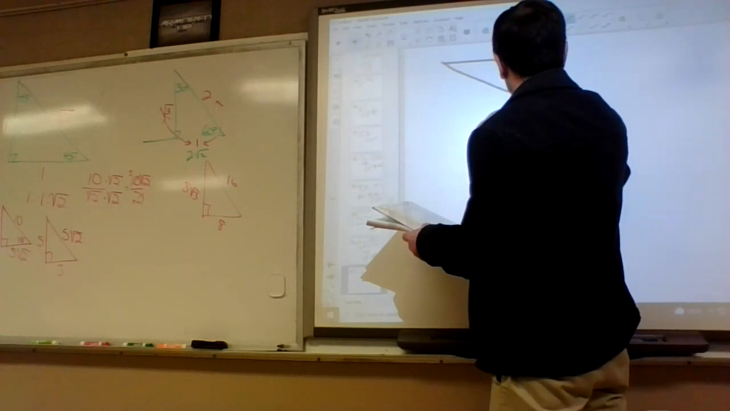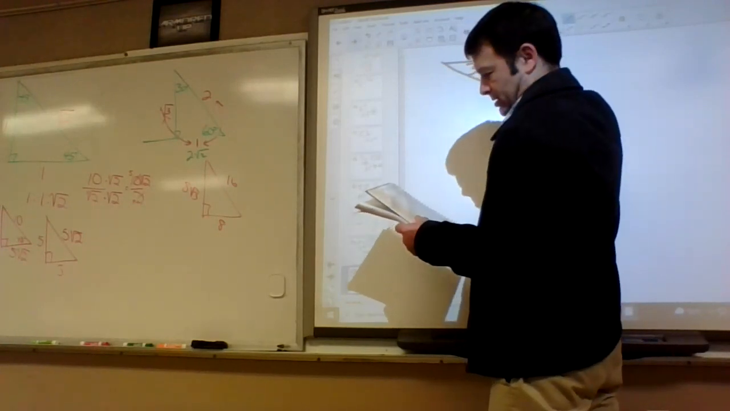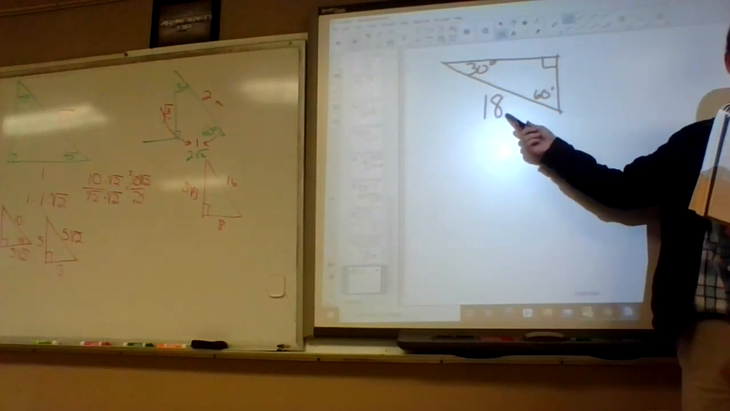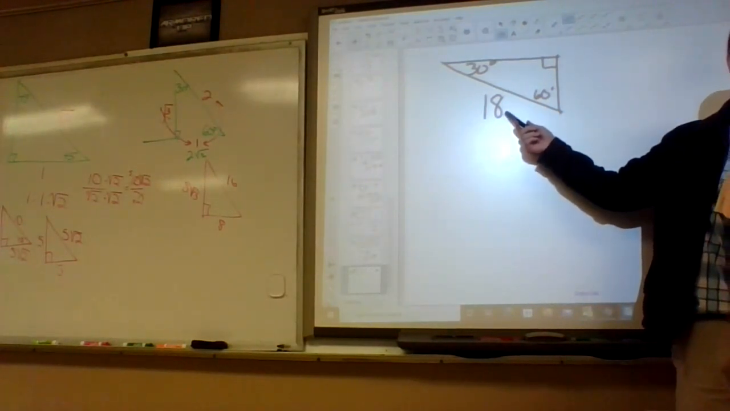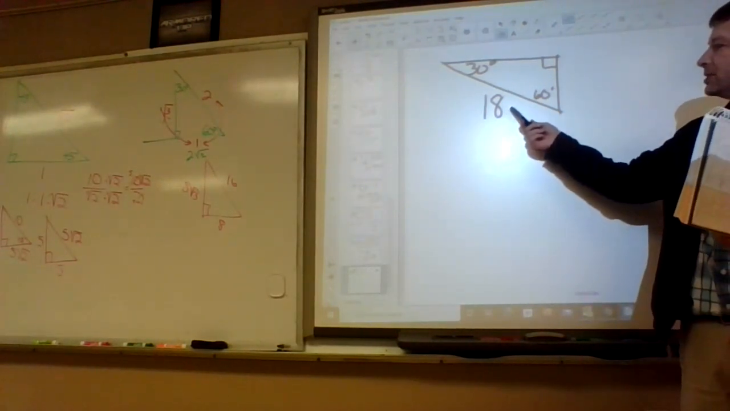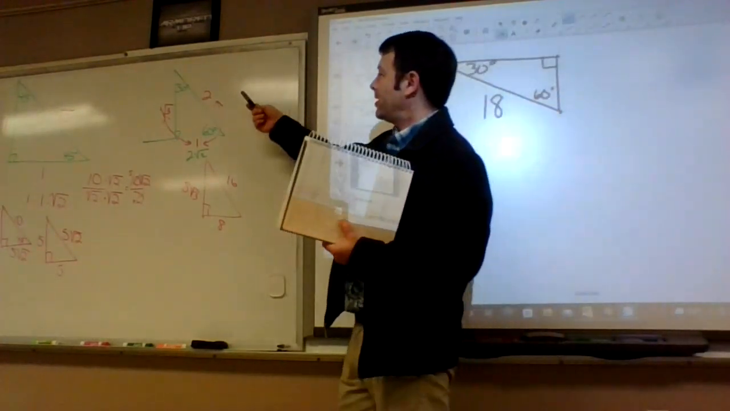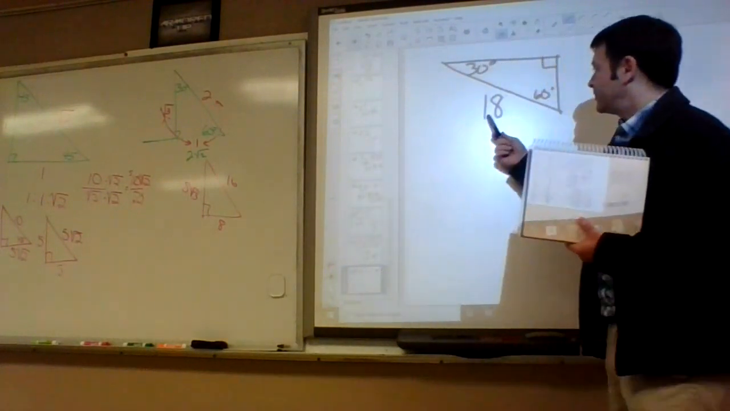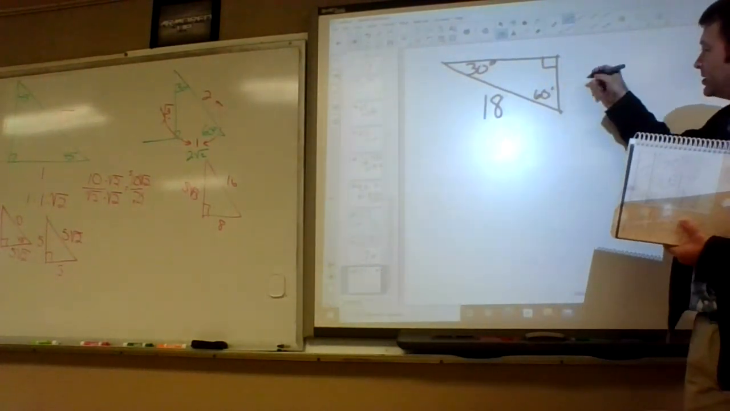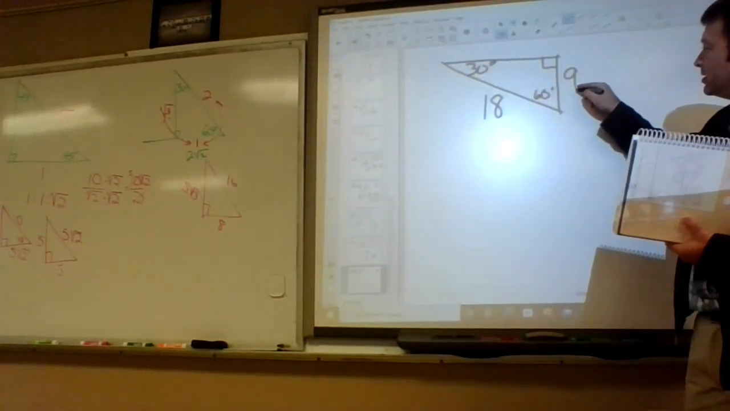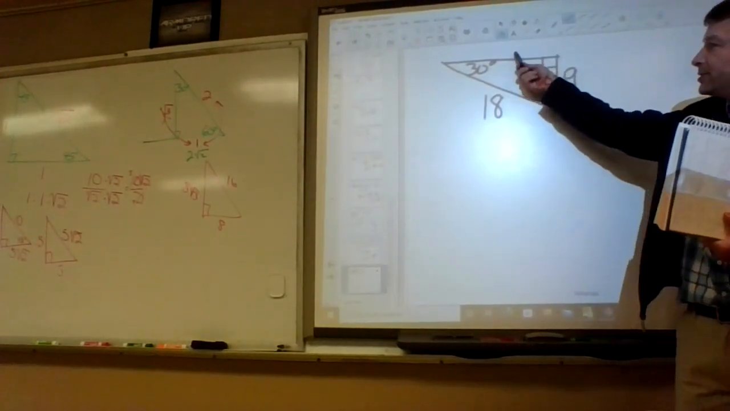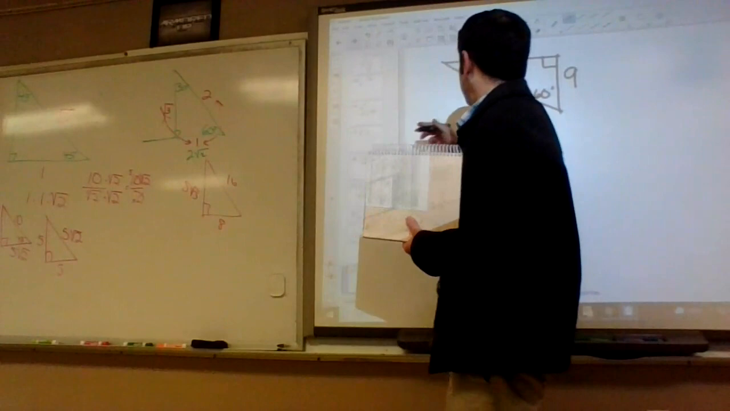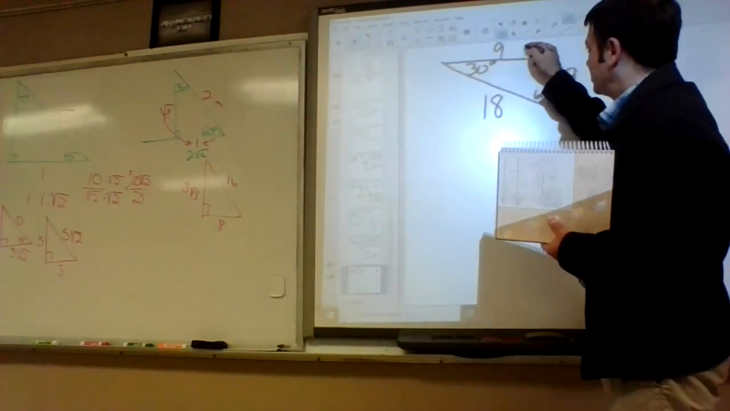It's another 30-60-90 triangle, it looks like. And they give us 18. What is that? Hypotenuse. So how do I go from hypotenuse to short leg? Divide by 2. So if this is 18, then this guy is 9. How do I go from the short leg to the long leg? Times square root of 3. So it's 9 square root of 3.